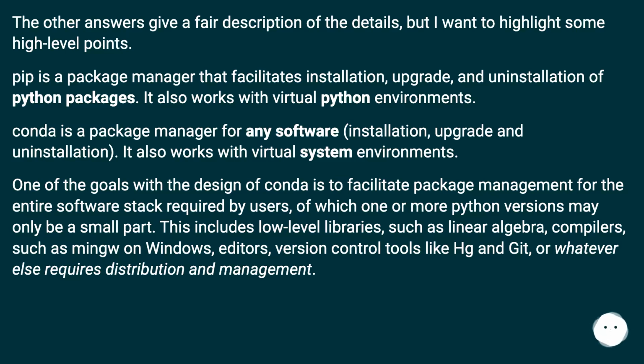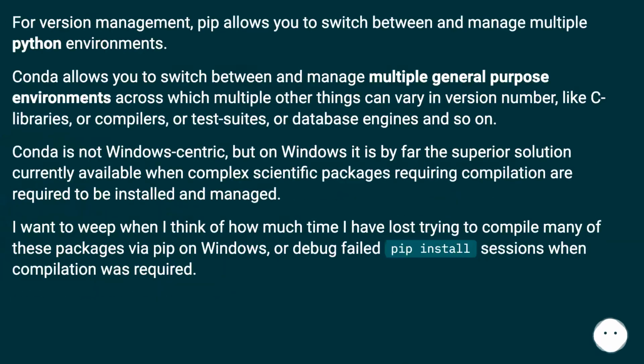One of the goals with the design of Conda is to facilitate package management for the entire software stack required by users, of which one or more Python versions may only be a small part. This includes low-level libraries, such as linear algebra, compilers, such as MinGW on Windows, editors, version control tools like Hg and Git, or whatever else requires distribution and management. For version management, pip allows you to switch between and manage multiple Python environments. Conda allows you to switch between and manage multiple general-purpose environments, across which multiple other things can vary in version number, like C libraries, or compilers, or test suites, or database engines and so on.